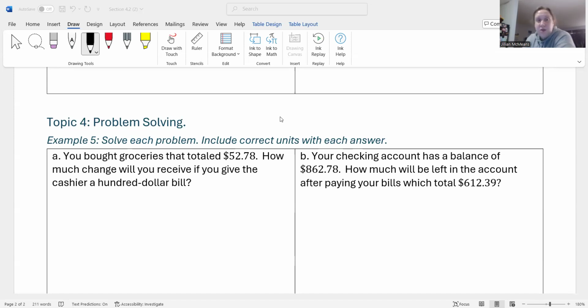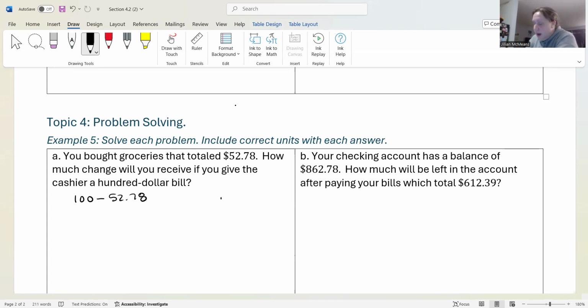For part A, it says you bought groceries that totaled $52.78. How much change will you receive if you give the cashier a $100 bill? A lot of times you need to get in the habit of writing a model with your problem. The model is just the math problem that you need to solve. So in this case, we give the cashier a $100 bill. Our total came to 52.78. So what is the cash register going to tell the cashier to give you back?